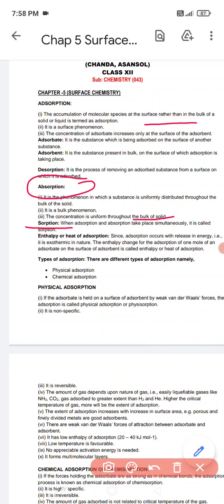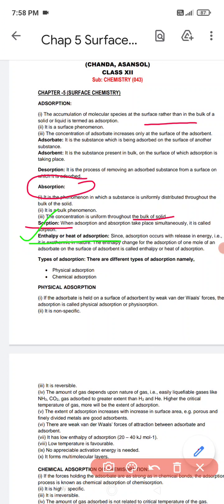Now the next topic we have is enthalpy or heat of adsorption. What is enthalpy or heat of adsorption? Since adsorption occurs with the release of energy, it is exothermic in nature. So just remember, whenever adsorption or absorption takes place, in both cases it is an exothermic process in which a high amount of heat is released.